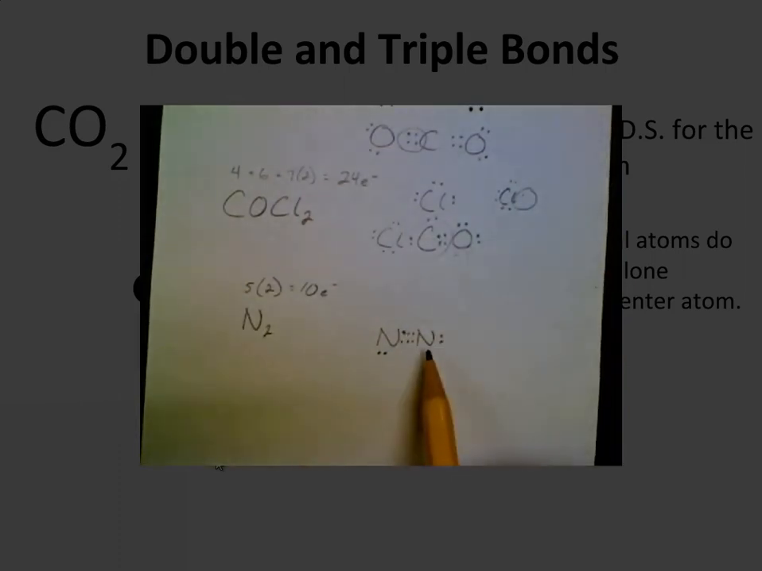Okay, now let's check again. This nitrogen has 2, 4, 6, 8. Perfect. This nitrogen has 2, 4, 6, 8. Perfect, right? So we actually have a triple bond here between the 2 nitrogens, which is the example that we showed you earlier. Did you get all that?